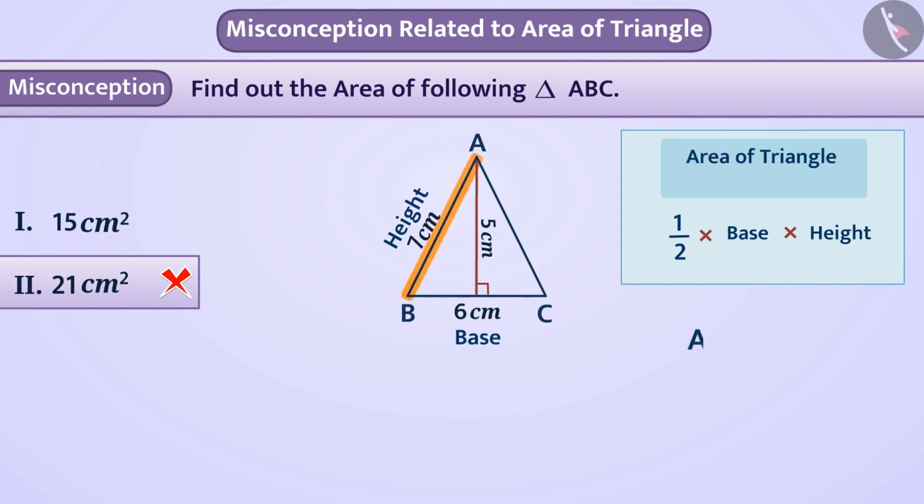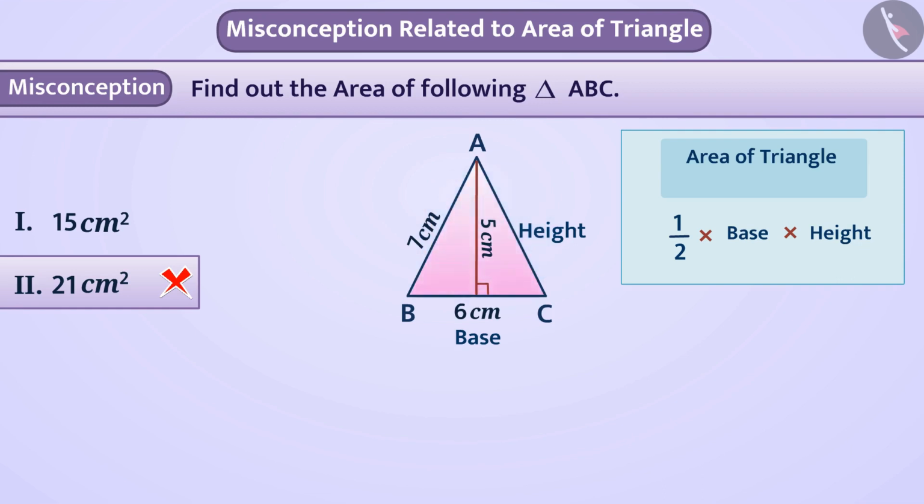Here, side AB is not perpendicular on base BC. Therefore, we cannot consider it as height. The height of the triangle is the perpendicular distance from the opposite vertex of base. Here it is given that the perpendicular distance from vertex A to base BC is 5 cm. So we can take the height of triangle as 5 cm.